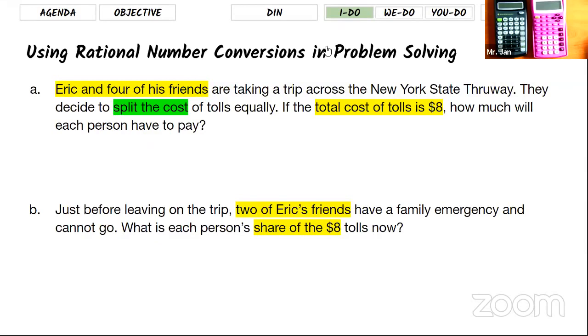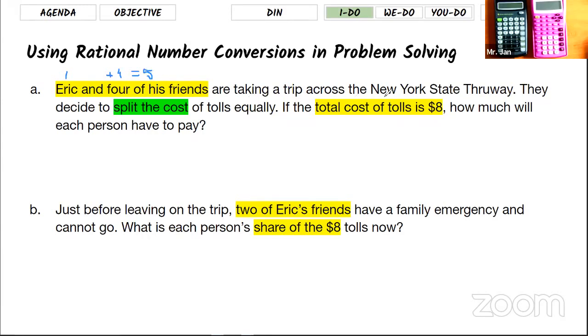And let's try this example. It says Eric and 4 of his friends. So how many people total? Eric is 1, plus 4 more. So total 5 people in here. Okay. So this is one key detail. That's why I highlighted it.